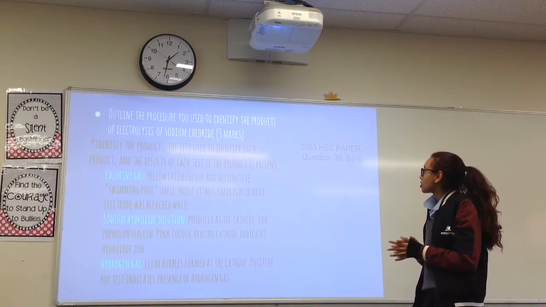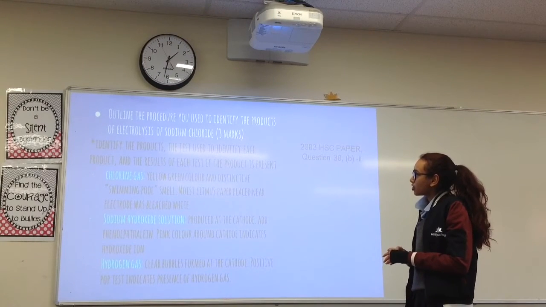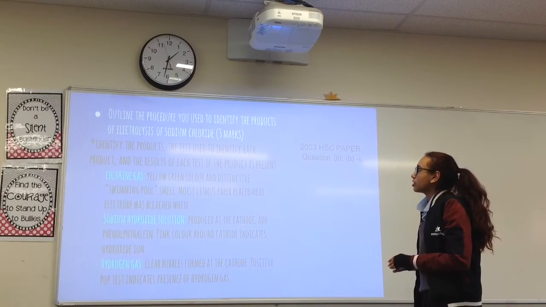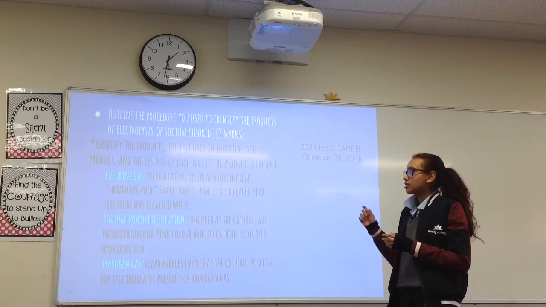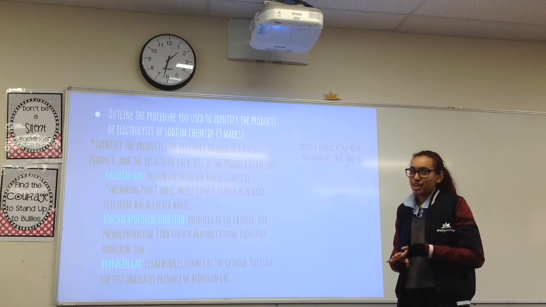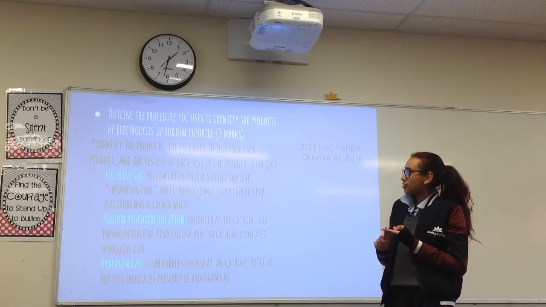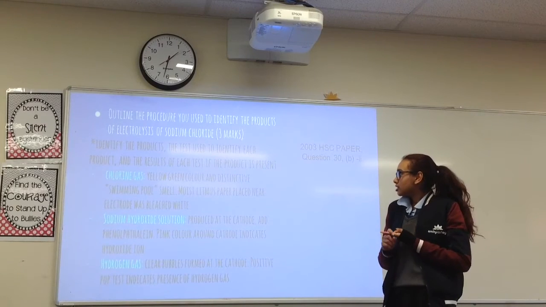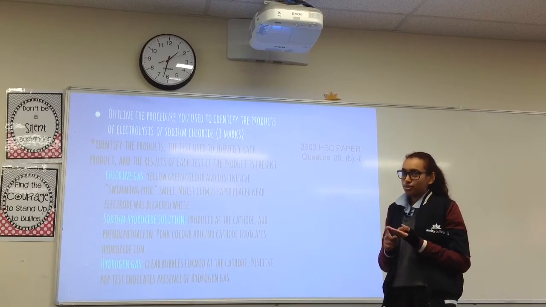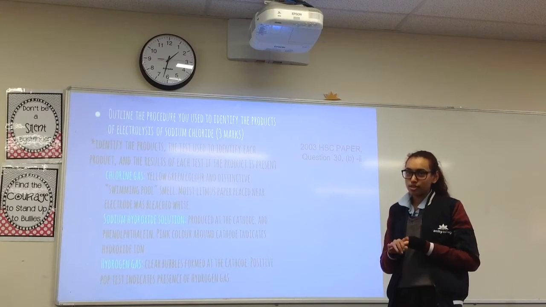This is a question from the 2003 HSC paper. Outline the procedures you use to identify the products of electrolysis of sodium chloride. This is a very common question in the HSC. I've seen it at least 5-6 times when I was going through the papers. The main things for the 3 marks, you have to identify the products, identify the test used to get each product, and the results if the product is present, so a positive test result.